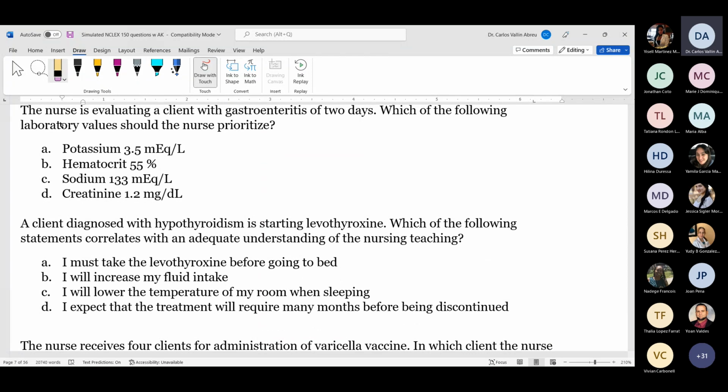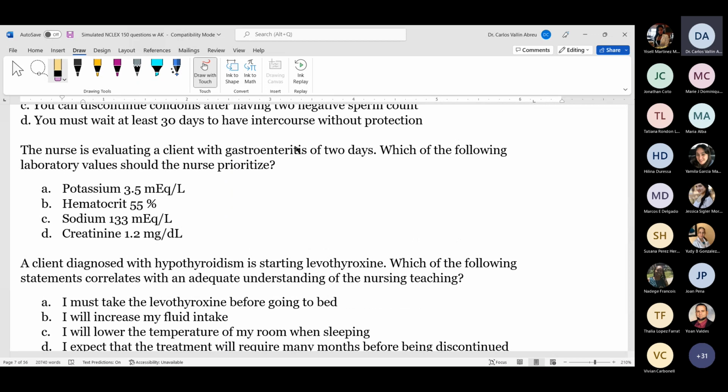Okay. The nurse is evaluating a client with gastroenteritis of 2 days. So the patient has 2 days with diarrhea and vomit. Which of the following lab values should the nurse prioritize? Which one of these 4 values do you think is the worst, is the priority?